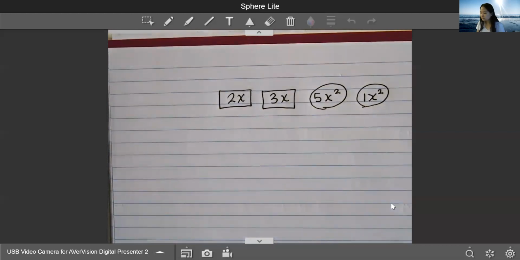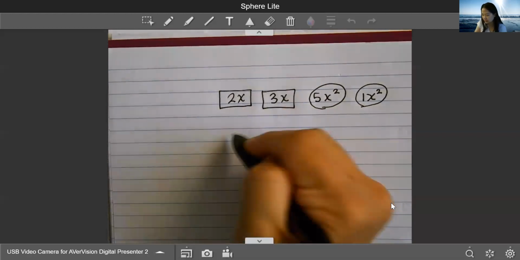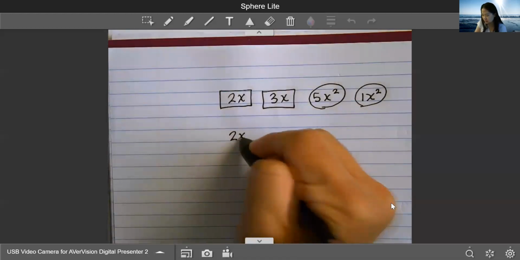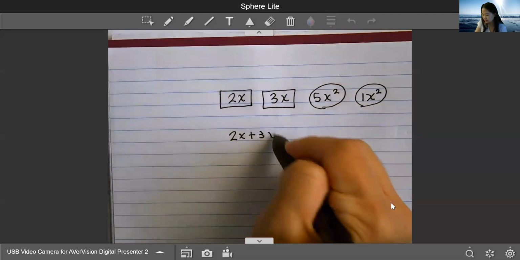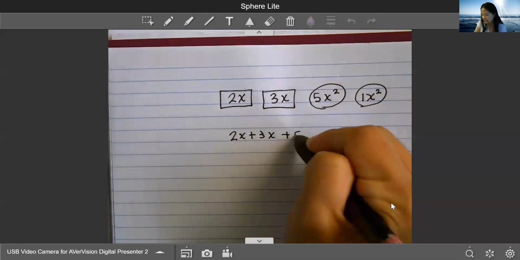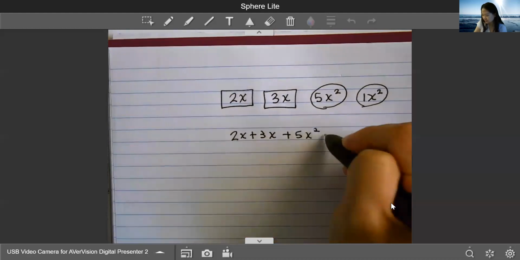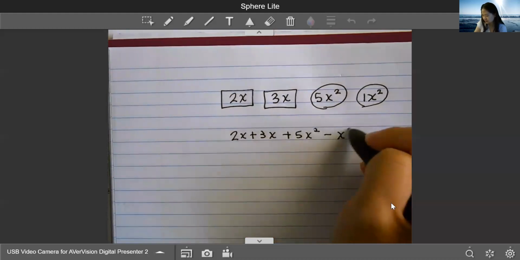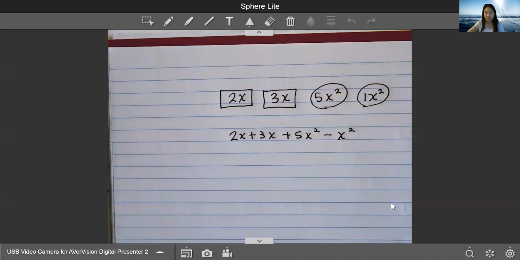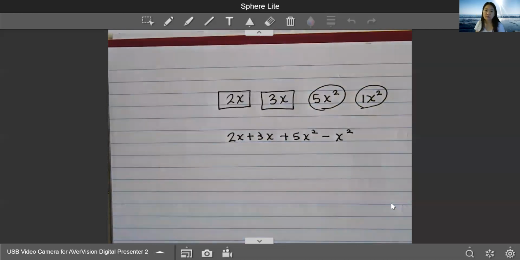Okay, all right, now since I'm here, let me go over one thing that's very important. So let me actually change the problem around. Let me actually add some plus and minus signs. Okay, so pretty soon when we go back to our notes page, I'm going to teach you how I want you to circle or put a square around the like terms.